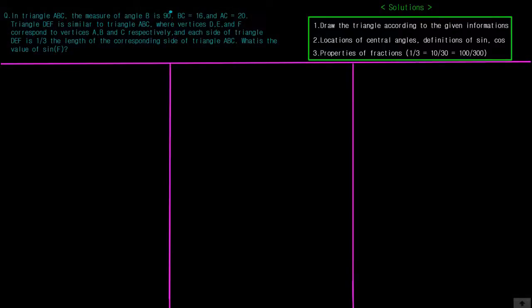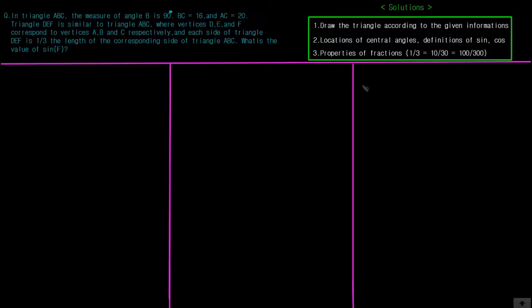So in this video, I want to talk about one example of an SAT math problem. The question is: in a triangle ABC, the measure of angle B is 90 degrees, BC is 16, and AC is 20. Triangle DEF is similar to triangle ABC, where vertices D, E, and F correspond to vertices A, B, and C respectively, and each side of triangle DEF is 1/3 of the length of the corresponding side of triangle ABC. What is the value of sine of F?